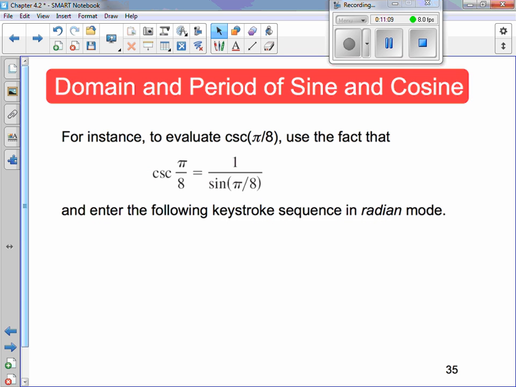For instance, to evaluate these, when calculating secant or cosecant of pi over 8, use the fact that cosecant is equal to 1 over sine of pi over 8. And then you can enter it in using the keystrokes.